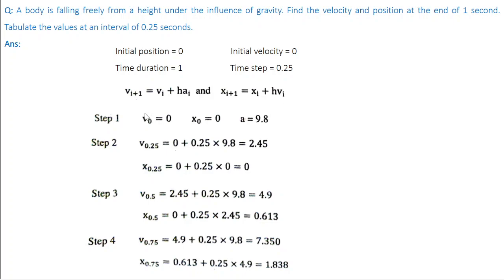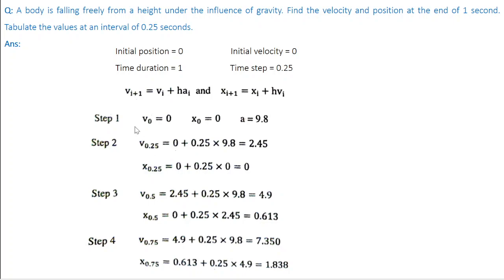So step 1, in the first subinterval. In the first subinterval, velocity is the initial velocity 0, position is the initial position 0, and the acceleration is constant, which is 9.8 meter per second square.